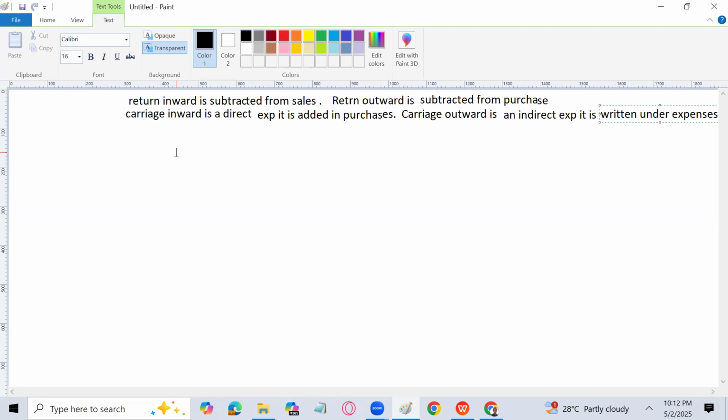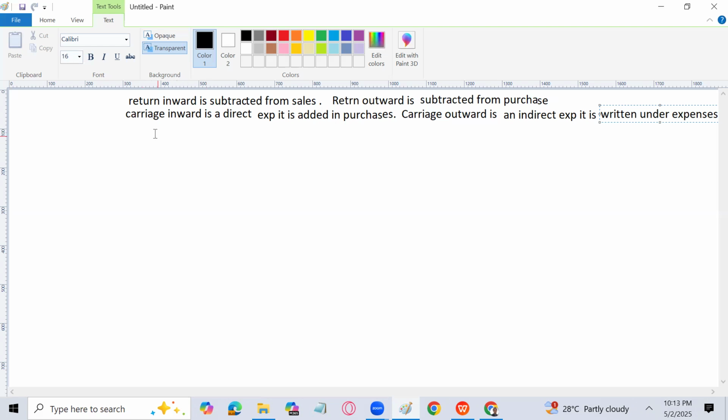Then carriage outward is an indirect expense because it is incurred to deliver the goods. It is an indirect expense and it is written under the heading of expenses. Right? So carriage outward is an indirect expense. It is written under expenses.